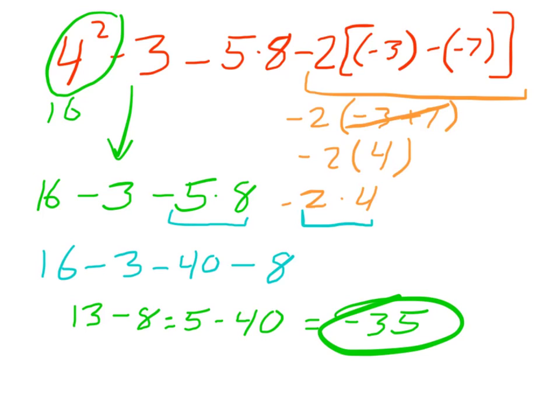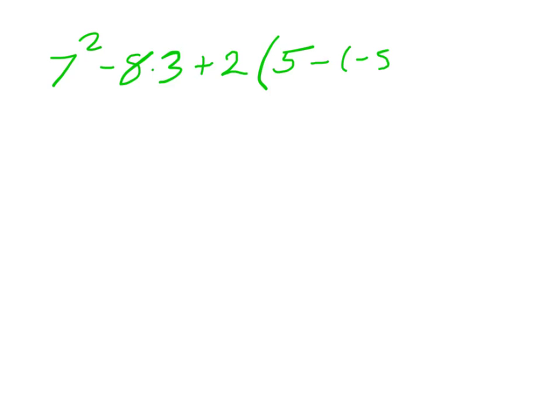Okay, in the same vein, I would like you to try this. 7 squared minus 8 times 3 plus 2 times 5 minus negative 8. Okay? Order of operations, work it through carefully, work it through slowly. And now I've only got one more to do with you.